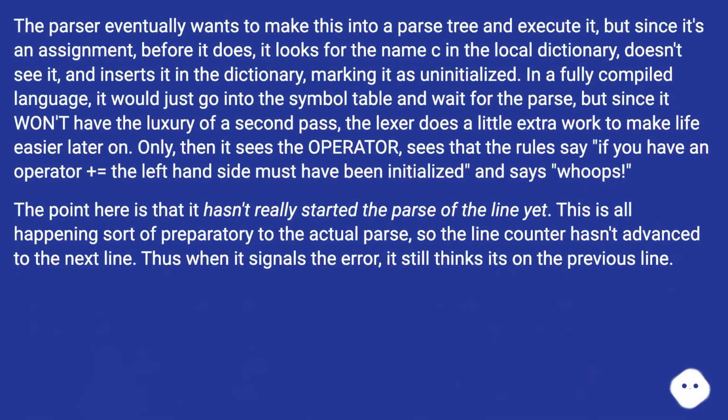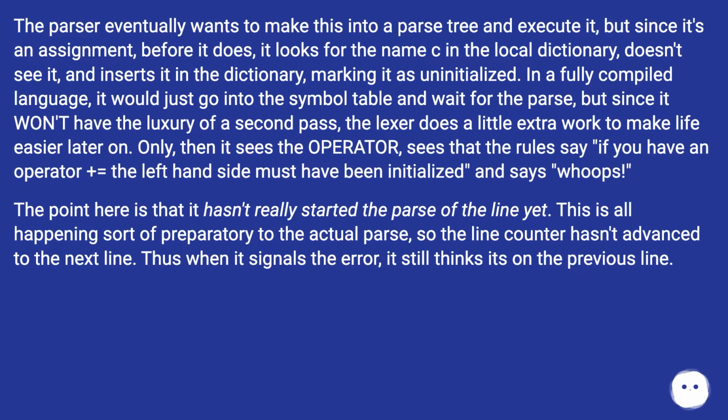The parser eventually wants to make this into a parse tree and execute it, but since it's an assignment, before it does, it looks for the name C in the local dictionary, doesn't see it, and inserts it in the dictionary, marking it as uninitialized. In a fully compiled language, it would just go into the symbol table and wait for the parse, but since it won't have the luxury of a second parse, the lexer does a little extra work to make life easier later on. Only then it sees the operator, sees that the rules say if you have an operator plus equals the left hand side must have been initialized, and says oops.